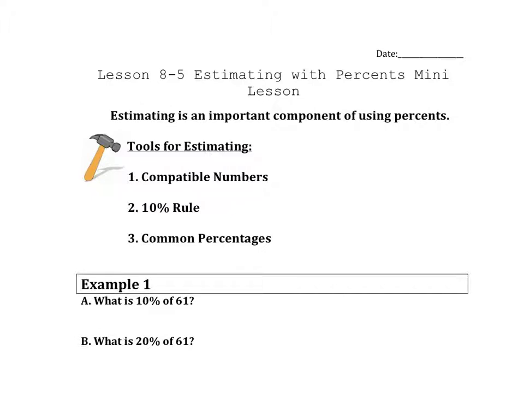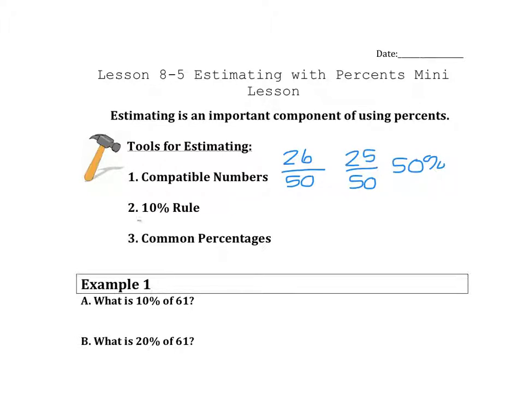So here's some tools that we can use for estimating. Compatible numbers. Here's an example of what we mean by compatible numbers. If we have, out of 50, 26 people with brown hair, a compatible number that's close to use would be 25 out of 50, so that you could easily say 50% of the people had brown hair. That's an example of using compatible numbers. Rounding numbers to where they're easier to use so that you can find a common percentage.